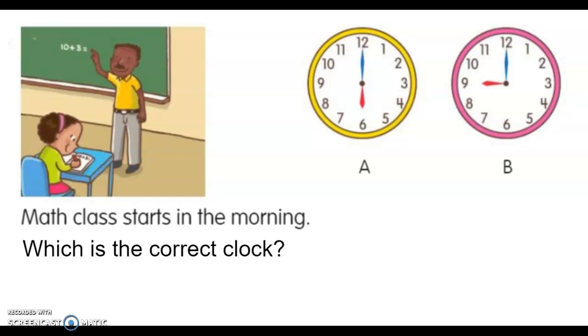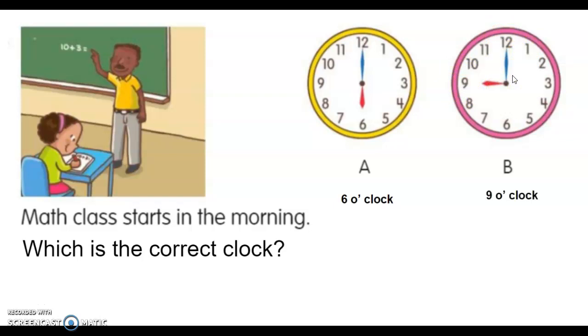First, we're going to look at the hour hand. The hour hand on clock A is pointing to the 6, and the minute hand is pointing to the 12, which we know stands for 0, or o'clock. So clock A is telling us that it's 6 o'clock. Okay, let's look at clock B now. We're looking at the hour hand, which is pointing to the 9, and the minute hand is pointing to the 12, so we know that this clock is telling us that it's 9 o'clock.